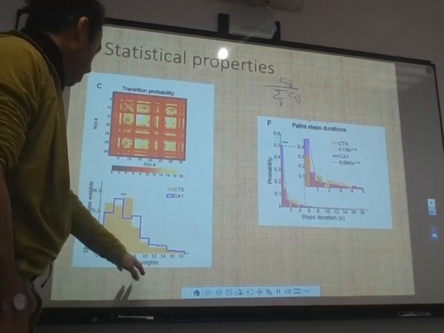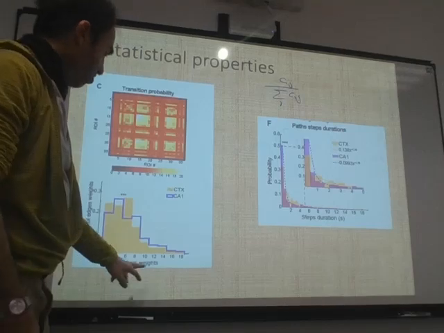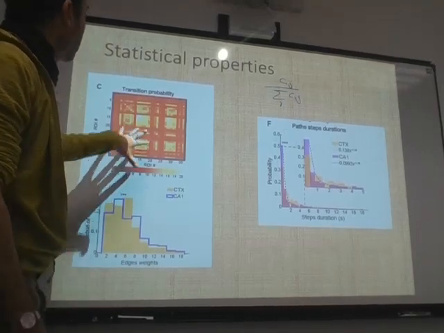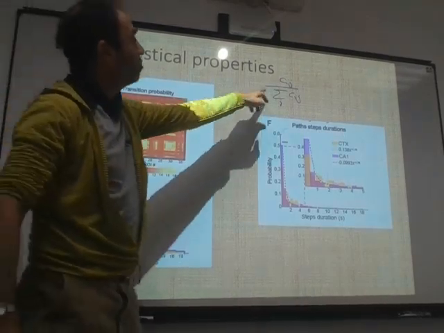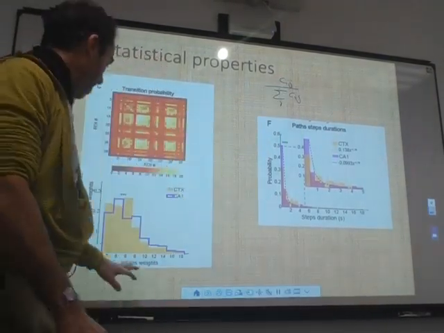So this is the edge weight. This is another statistic. The transition probability matrix looks like this. For the edge weight, you just look at the distribution of Cij here.